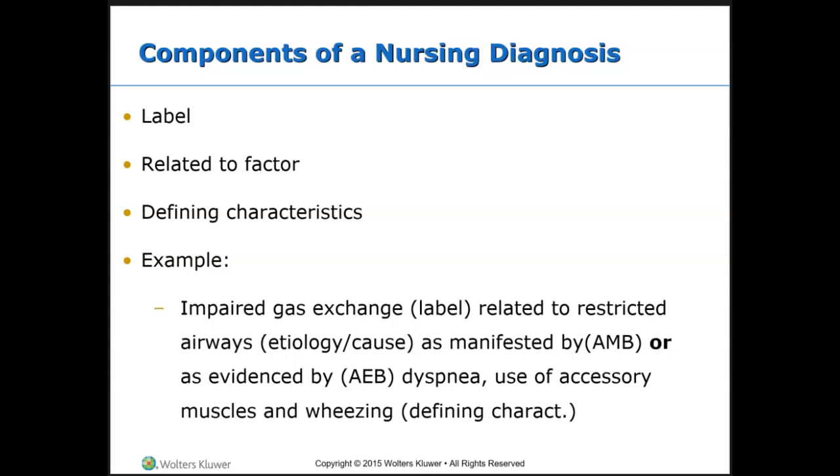Label, problem: impaired gas exchange. Etiology: related to restricted airways. That's the cause, the etiology. And then you're going to go by defining characteristics as manifested by or as evidenced by, and you just put the all caps A and B, AEB, and put those defining characteristics. So in this example of impaired gas exchange, we're going to say the patient's dyspneic, or dyspnea with use of accessory muscles and wheezing. Those are all the defining characteristics. So love it.